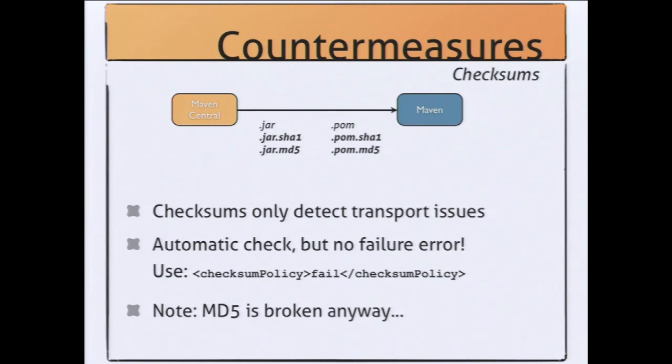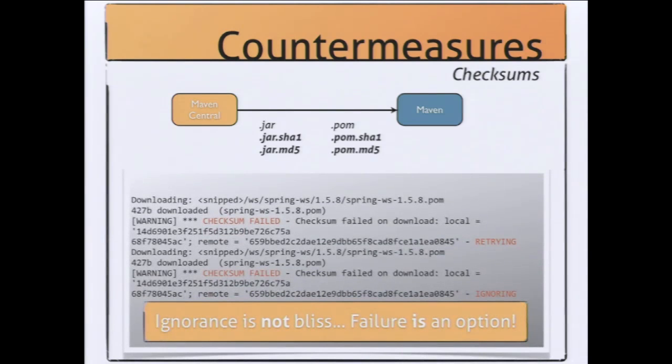And as a side note, the MD5 algorithm to create a checksum is sort of broken anyway, in the sense that it's trivial to create arbitrary files that conform to this MD5 checksum, as has been researched and published. So, no, checksums are not the answer we're looking for, although it's helpful if you don't ignore it, right? So here you see the default situation. If a checksum fails, it says retrying, and if it fails again, it says, okay, ignore. So set your checksum policy to fail, and it will fail, and it will notify you.